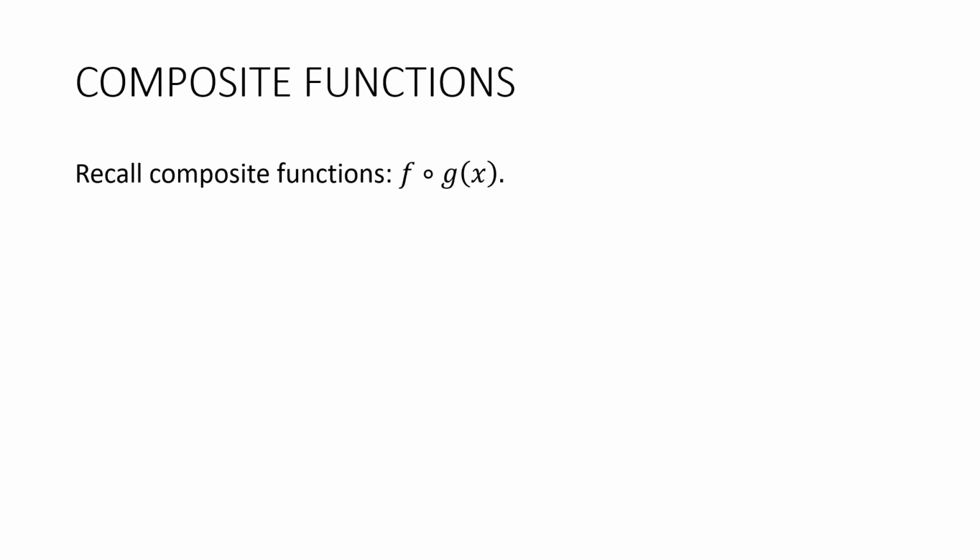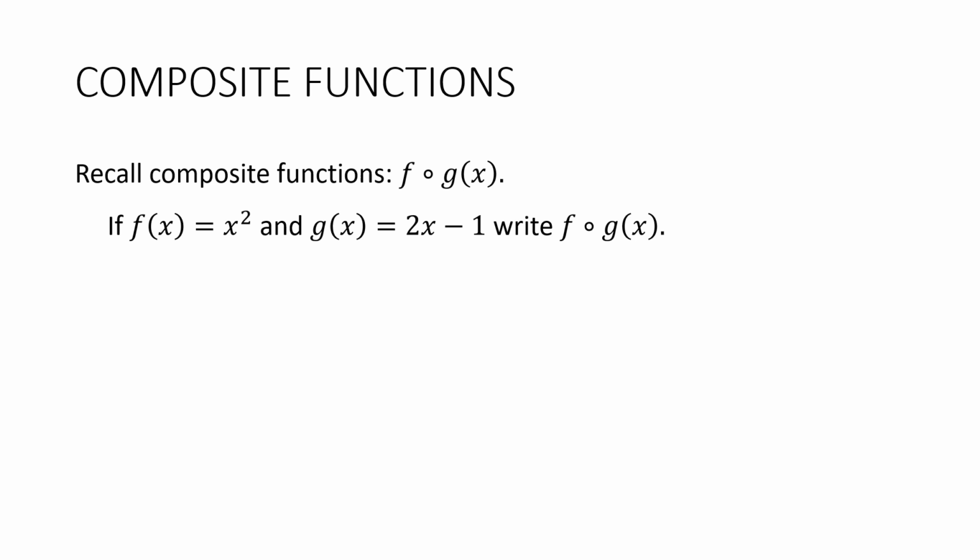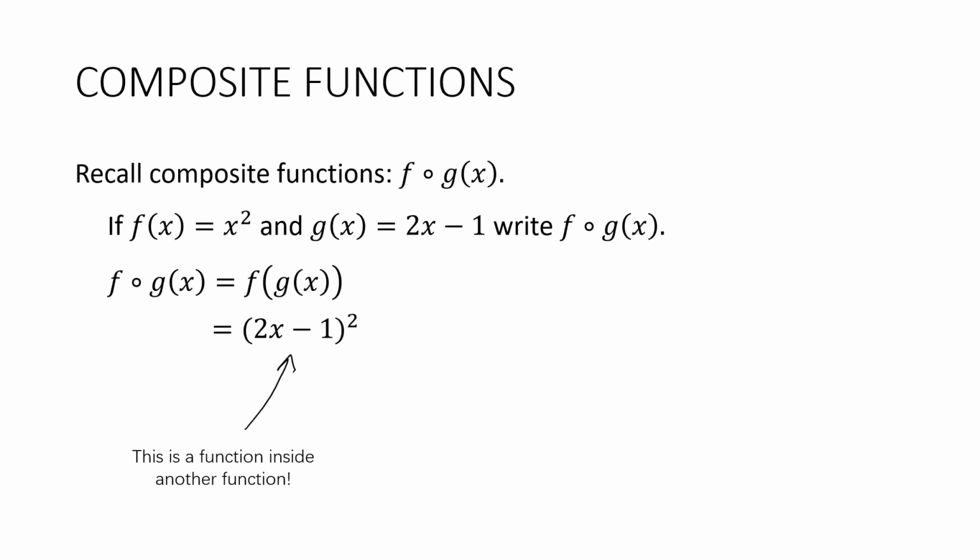So let's recall composite functions, f of g of x. If f of x is equal to x squared and g of x is equal to 2x minus 1, write f of g of x. So remember, we can write it like this, and that means replace x with g of x. So instead of x squared, we're going to put 2x minus 1 in where the x is, which of course gives us 2x minus 1 all squared. So this is a function inside another function.